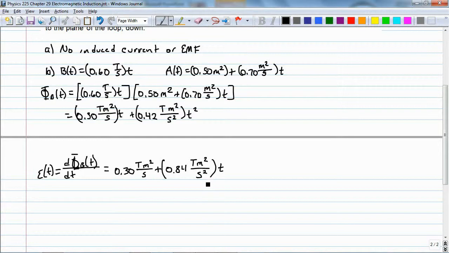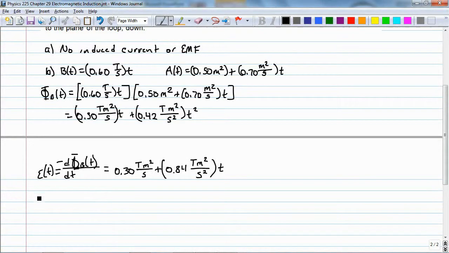So my units are consistent because here I have Tesla meter squared per second. Here, when I multiply by seconds, I'm going to have Tesla meter squared per second. So that gives me what I need. Oh, and I forgot the negative sign here. So we'll put that in there.